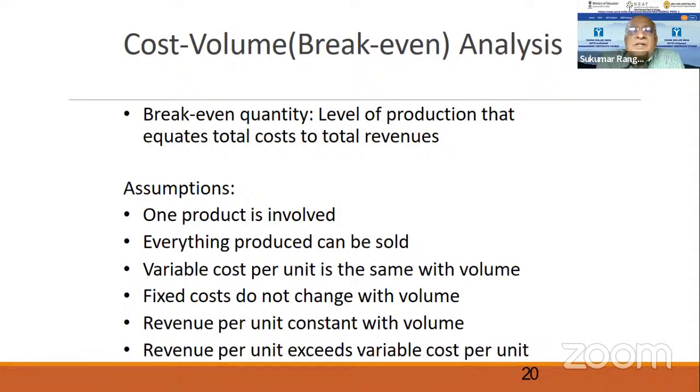The break even level is the level of production that equates total cost to total revenues. Revenue is the money you get from sales, and cost is what you incur to produce a product. When both are the same, then that level of production is break even. Anything more than that quantity, you will start getting profits for the organization.